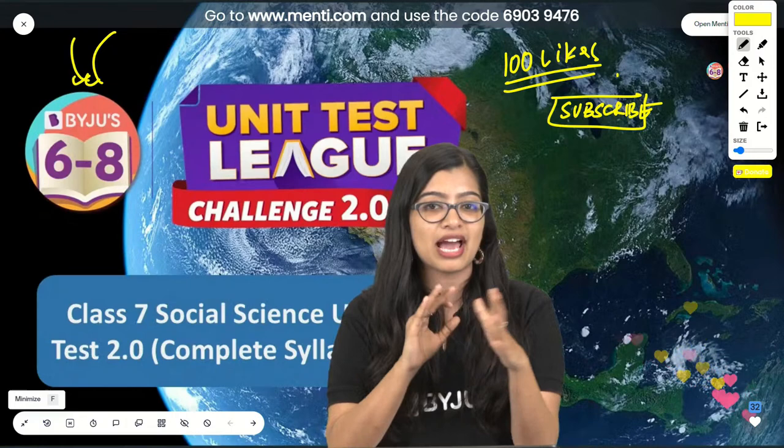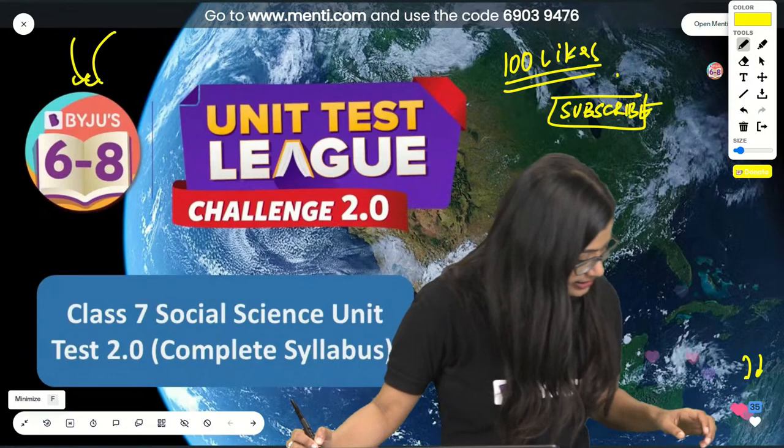So Ranjit, can we have me to the side, please? I'm right in the center right now. So everybody, jaldi jaldi join. I can see that around 62 students are there in the live, but only 36 on Menti, right?